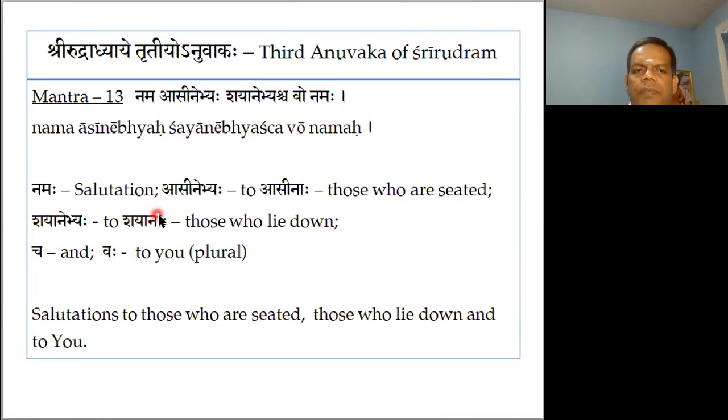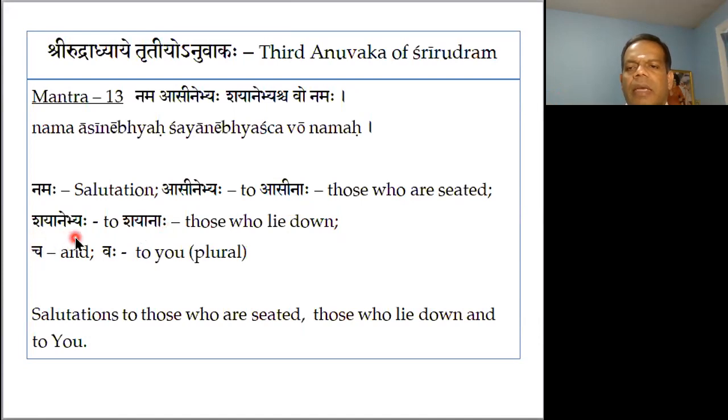Well, let's look at the meaning. Namaha is salutation. Asinebhyah means to Asina. Asinebhyah is the fourth vibhakti or case affix of the word Asina. So it means to Asina. The meaning of Asina is those who are seated. It's a plural noun. Asana is seat. Asina means people who are seated on the seats. So Asinebhyah Namaha means we bow down to or we salute all those who are seated. The Rudra who is within all those who are seated, the Rudra who helps them all be seated, to that Rudra we salute.